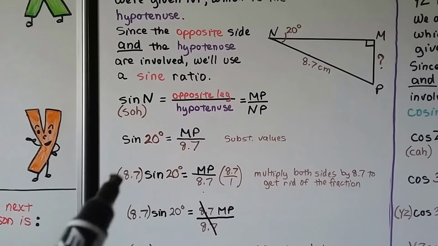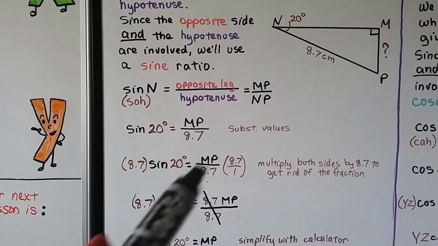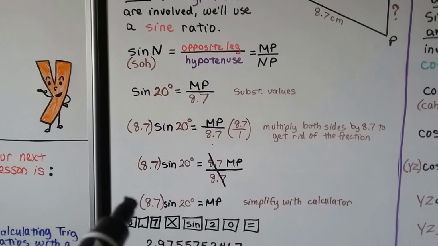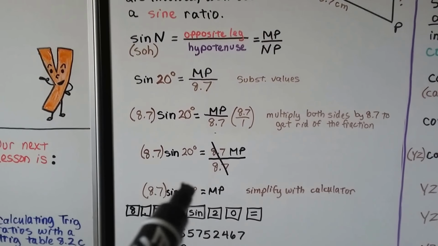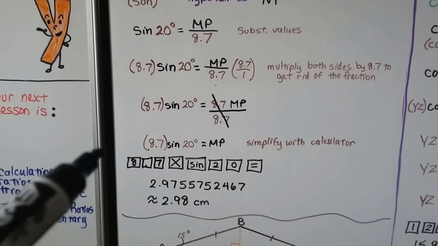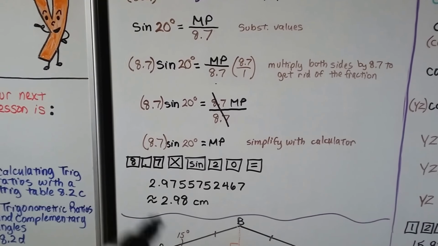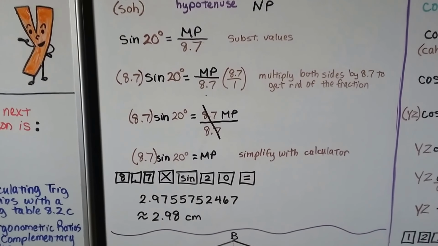Now we can multiply both sides by 8.7 to get rid of this fraction right here. And the 8.7 over 8.7 cancel each other out. And we're left with 8.7 times the sine of 20 degrees is equal to MP. Now we can just do 8.7 multiplied by sine 20 equals, and it's approximately 2.98 centimeters. Okay?